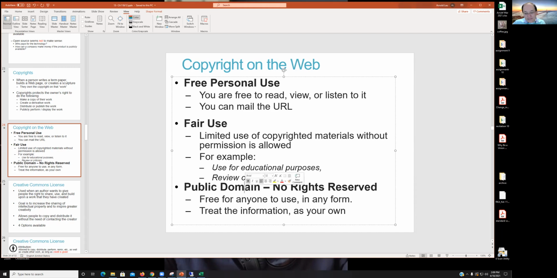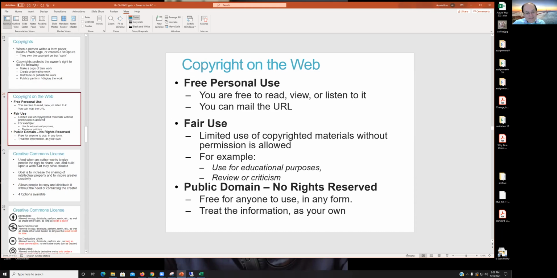And then public domain, there's no rights on it. It's free for anyone to use in any form, and you treat the information as your own, right? So this could extend to stuff that's been out there for a long time, and you can build on it. Again, if I'm using it, even though it's considered public domain and there's no rights on it, usually it's something that's been out there for a long time, and you can access it. I think you probably would still refer to it, and provide some credit to the original author, right? But yeah, it's considered public domain at that point. You can take it, you can do whatever you want with it, essentially. Okay.